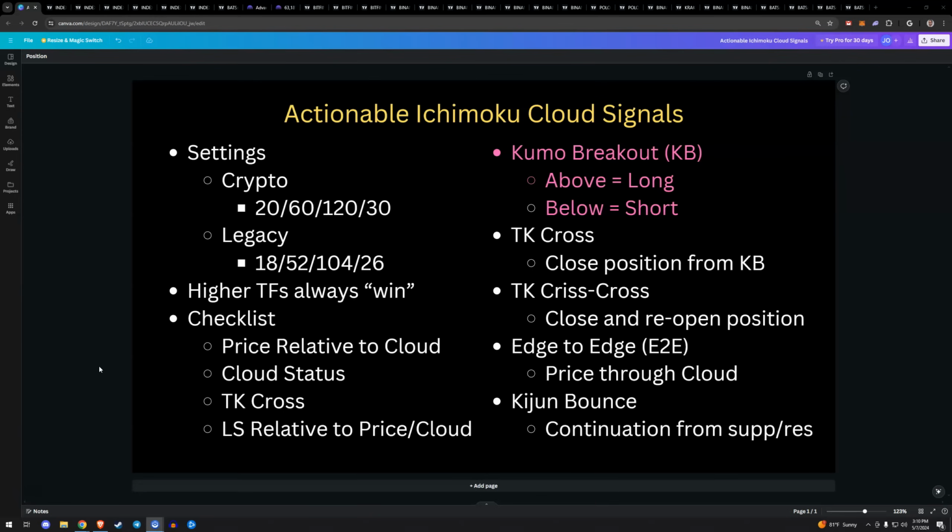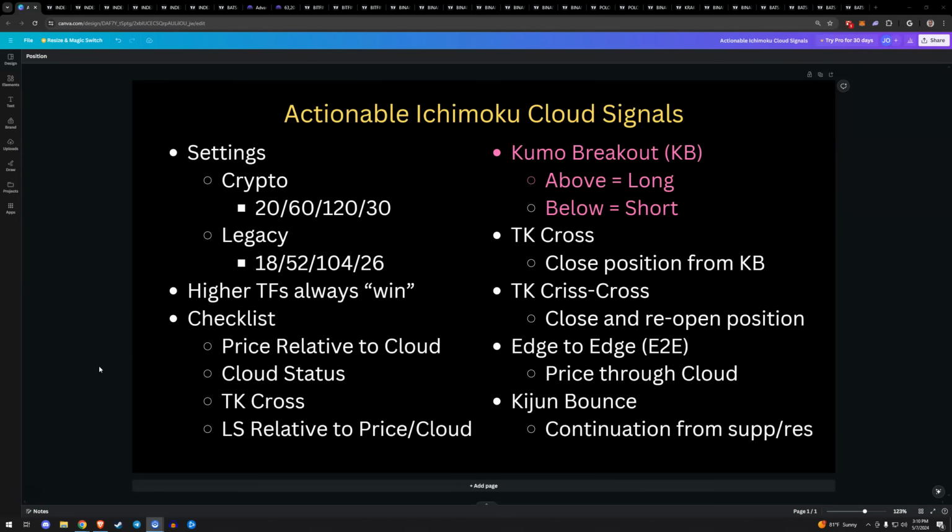And as far as the actionable signals go, the Kumo Breakout is arguably the single most important. It sets the tone for the trend. Kumo being the cloud. Are you above it or below it? It's binary. There's a third option here, obviously. If you're inside of the cloud, you're neutral.